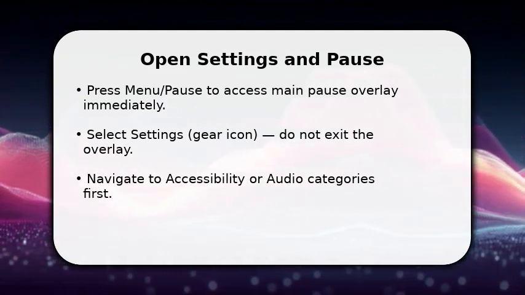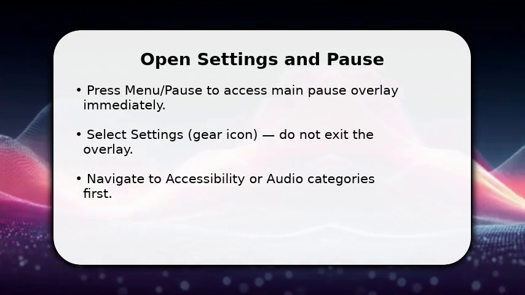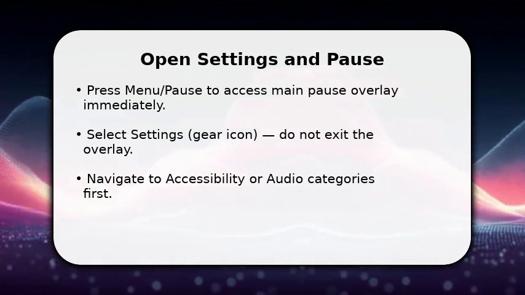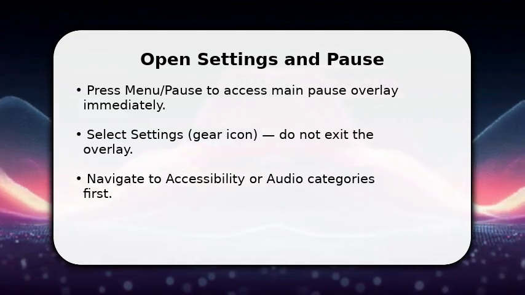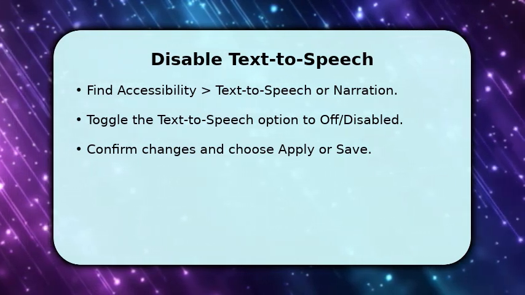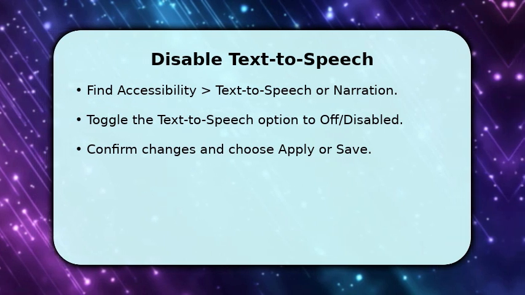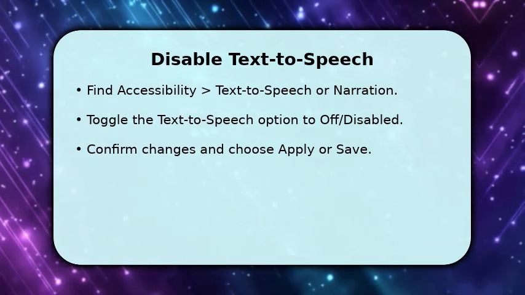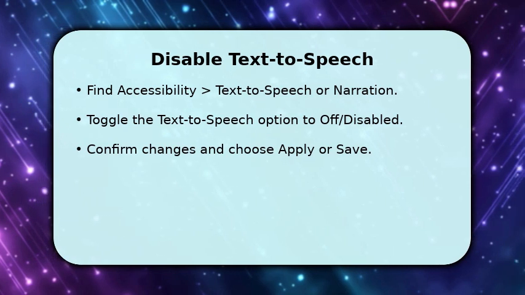Stay focused on in-game options so you can change the text-to-speech control without affecting controls or graphics. You'll see a labeled text-to-speech or narration switch. Select it and toggle it off. You do this because the game forwards chat and prompts into audio when enabled.